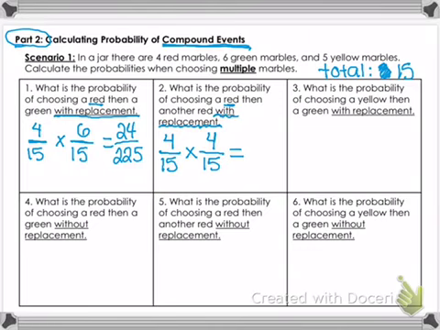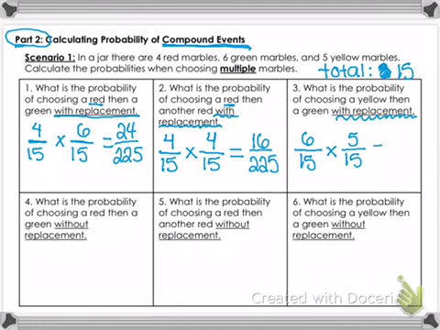Again, I'm just going to multiply across. 4 times 4 is 16. 15 times 15 is 225. All right, getting the hang of it? Let's do another one. What is the probability of choosing a yellow, then a green with replacement? Again, we're going to start with our green. Green has 6 out of 15 times our yellow. Yellow is going to be 5, and again, it's still going to be out of 15 because of that with replacement, which meant the total number didn't change. Multiply it across, and I get 30 out of 225.